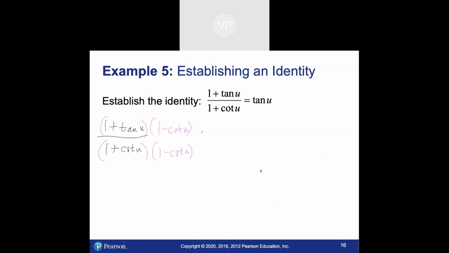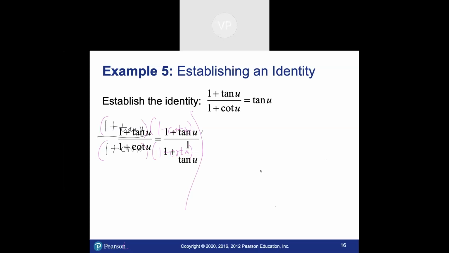And that might make things work out for me. Maybe that'll make something good, but I'm going to hold on that for a second. Okay, the other option is I can rewrite everything as sines and cosines. So that's an option. Or I can write everything as you see how they did it here.